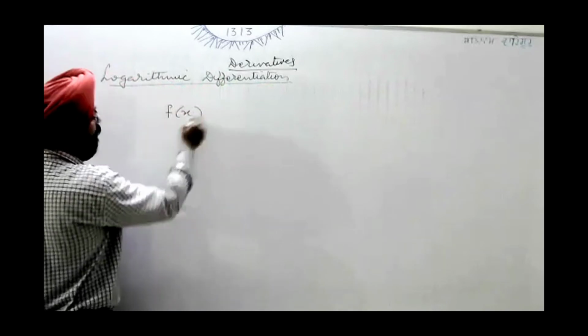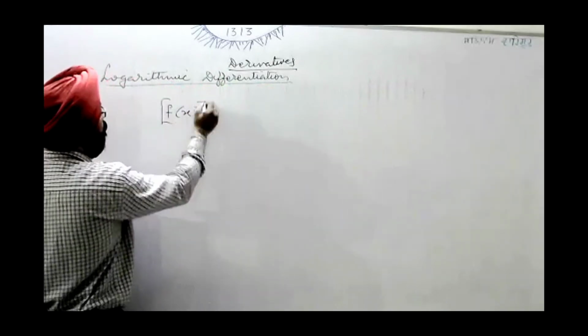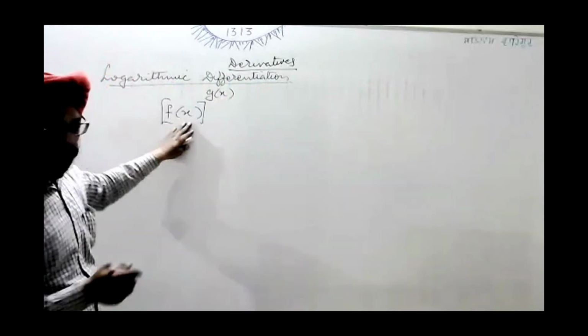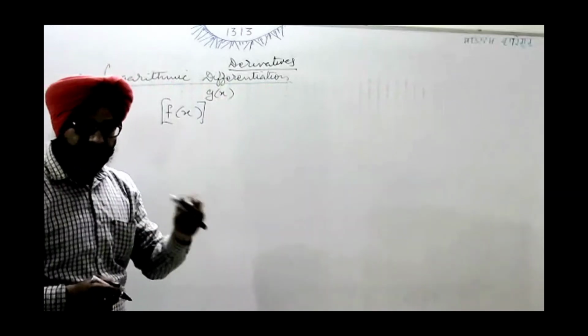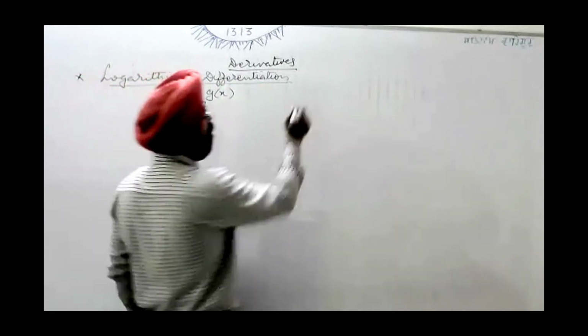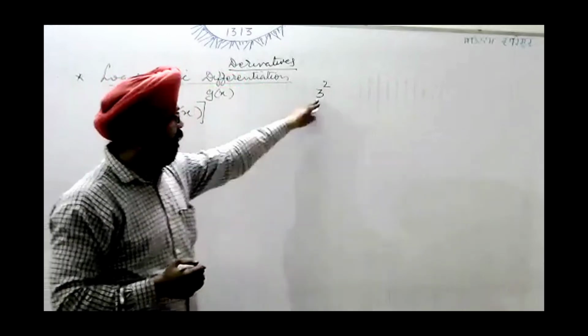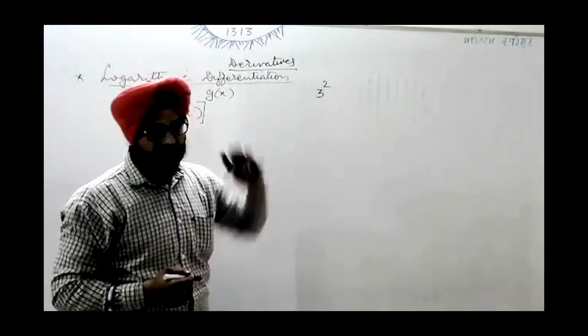Whenever you are given f(x), a function, powered by other function g(x), means you have seen actually different types of exponential function. 3 square, here base and power both are constant.